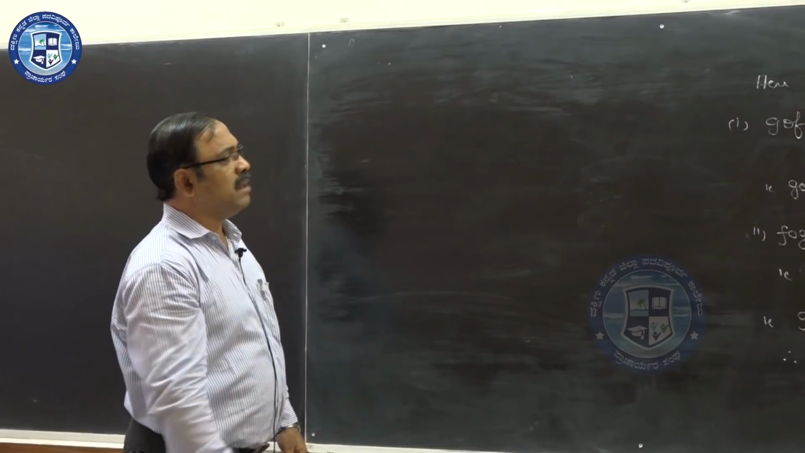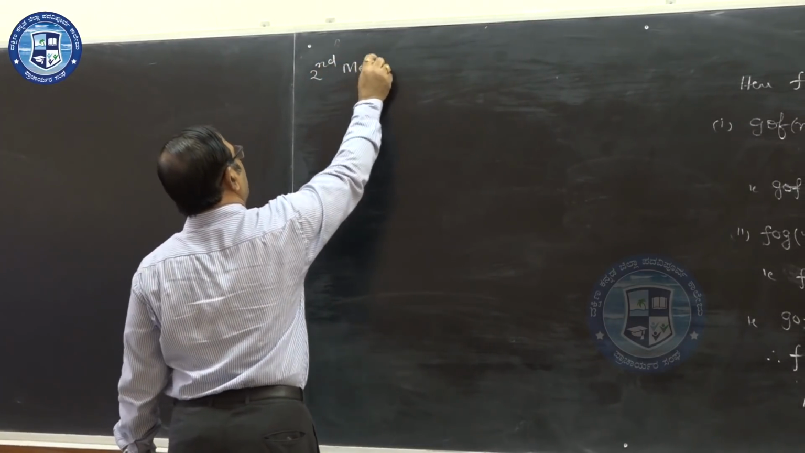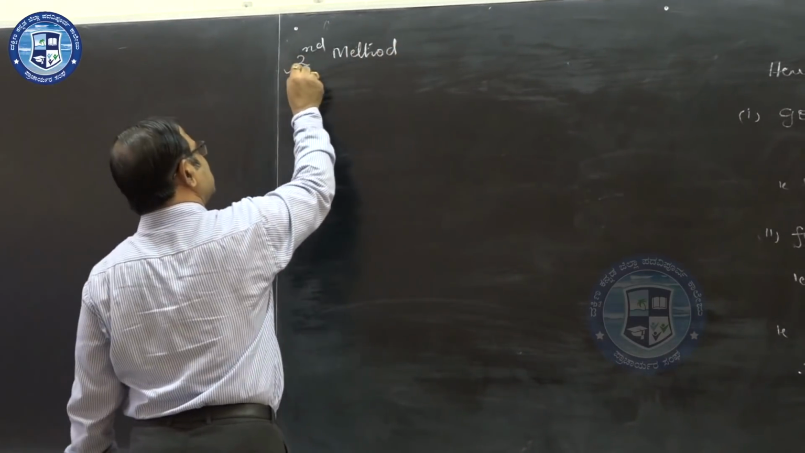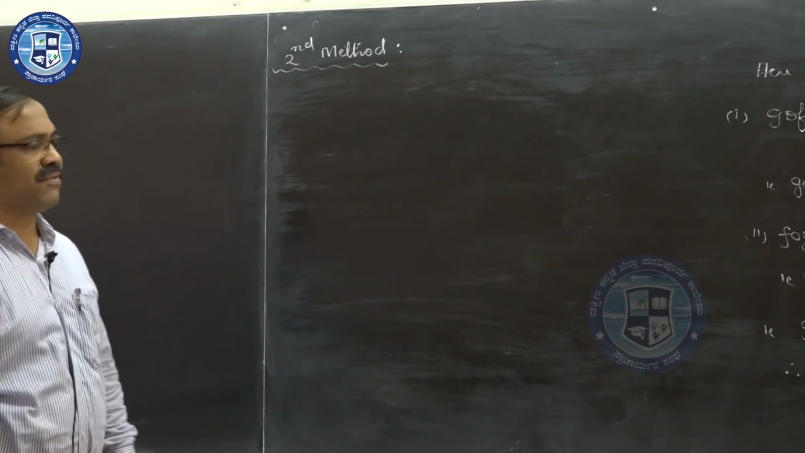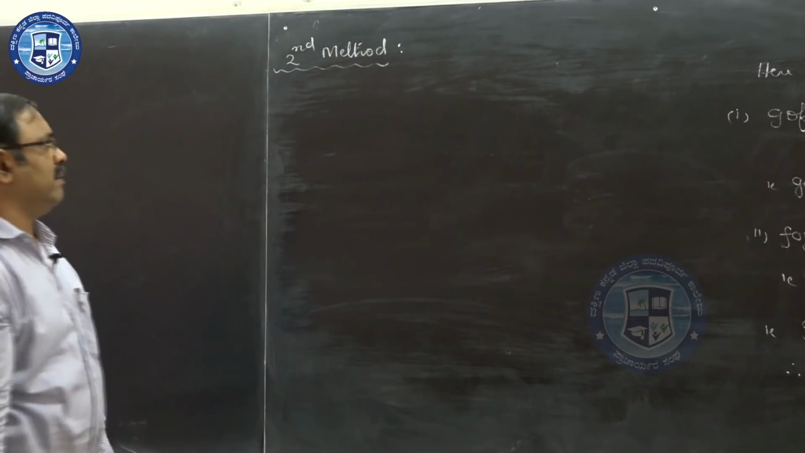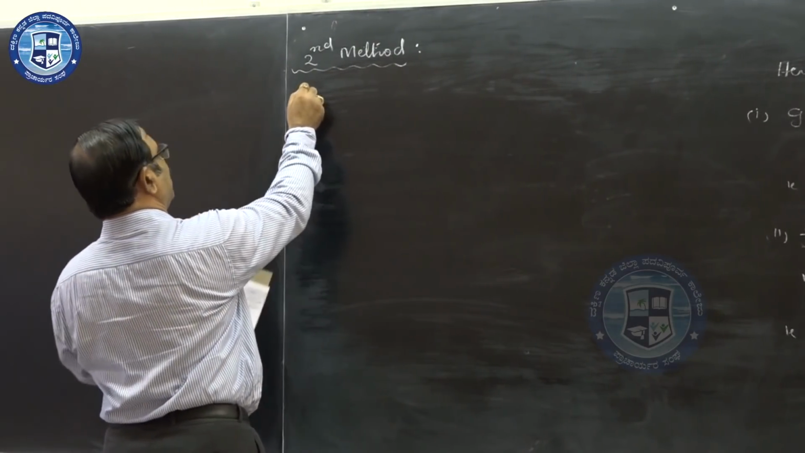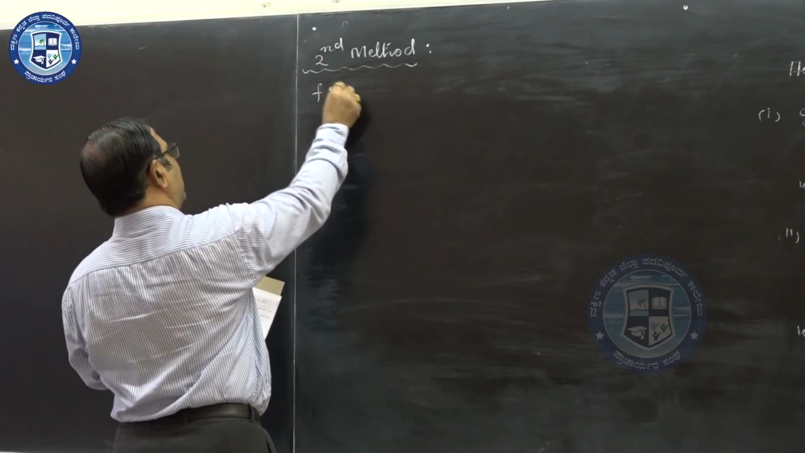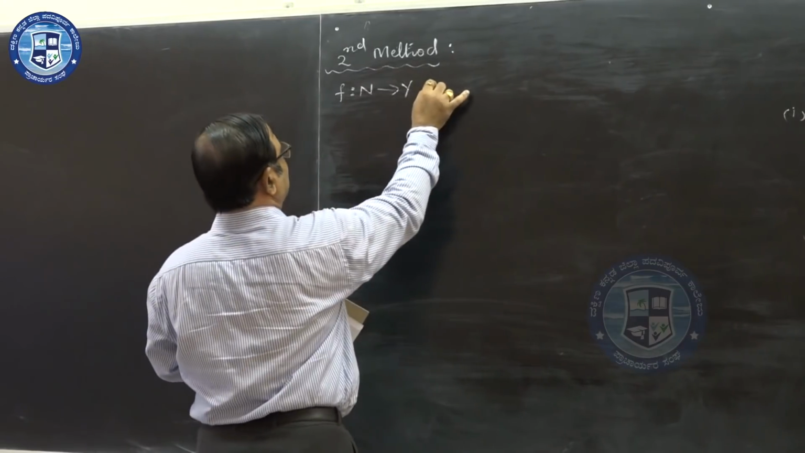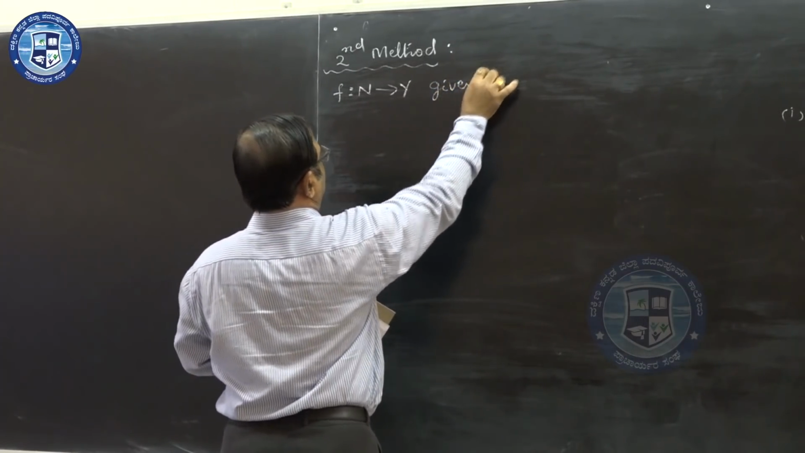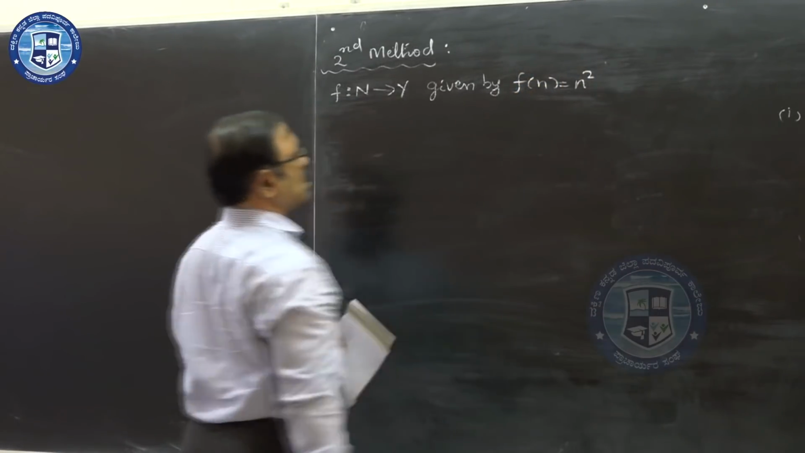Now I will give you the second method. Whichever is convenient, you can follow that. Suppose you find the first one difficult, you can use the second one. The function is given as f from N to Y, already given in the problem by f of n equal to n square.